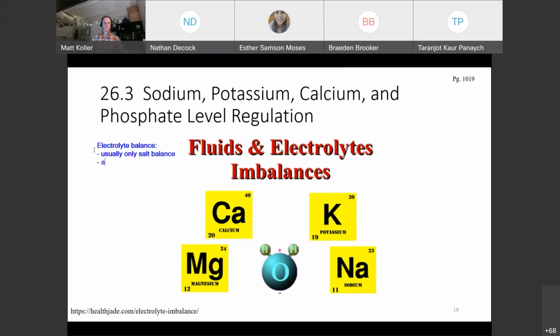Okay, and it also can include acids, bases, and some proteins. Okay, so salts will control fluid movement.